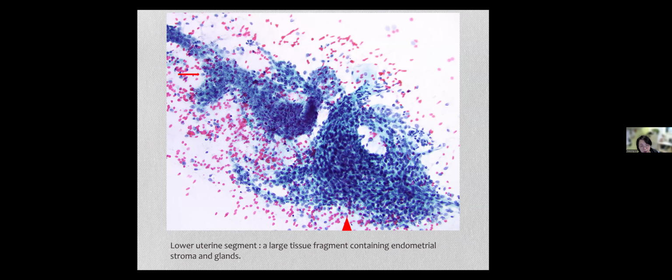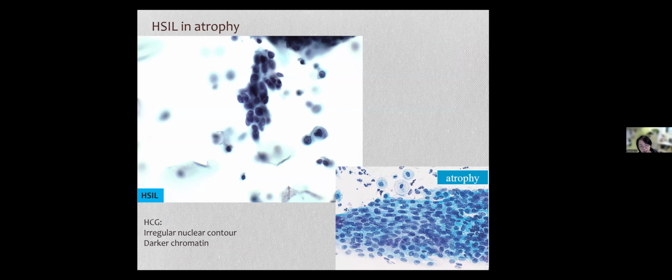This is what I want to show you. This is actually lower uterine segment. Sometimes we do see, in LBP, a very large tissue fragment, because when the brush goes very high, they can get lower uterine segment, but the cells are very benign looking. So this is HSIL in atrophy. Sometimes it's kind of hard to tell, but again, the irregular nuclear contour and dark, coarse chromatin will help you. In contrast, atrophy is in the right lower corner.